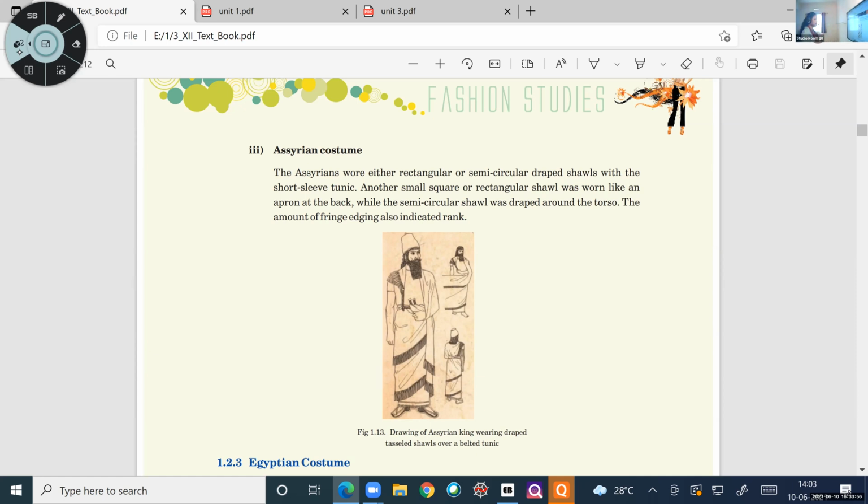Explain Assyrian costumes. Anna, explain Assyrian costumes.